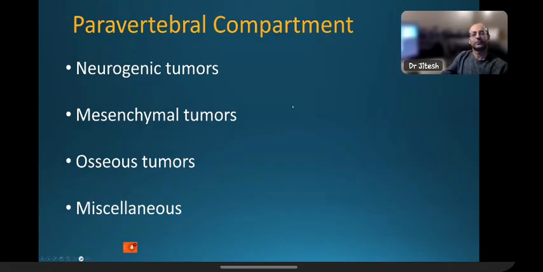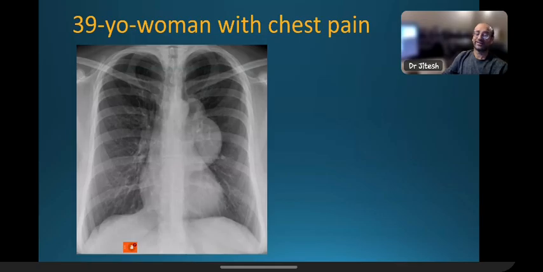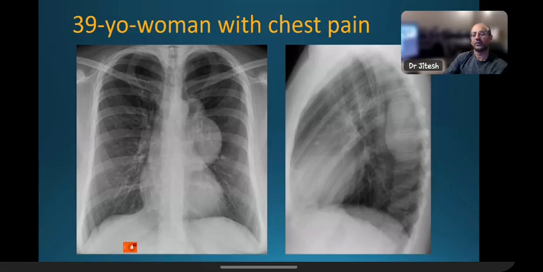Solid tumors, which we see in this paravertebral compartment, are mostly neurogenic tumors, mesenchymal tumors, osseous tumors, and some other miscellaneous conditions. So here's an example of another hilum overlay sign. We can see hilar structures through this mass, but this lesion is silhouetting the upper aspect of the left heart border. On lateral view, we can see this mass is located posteriorly. So this is a hilum overlay sign with a posterior mediastinal mass.